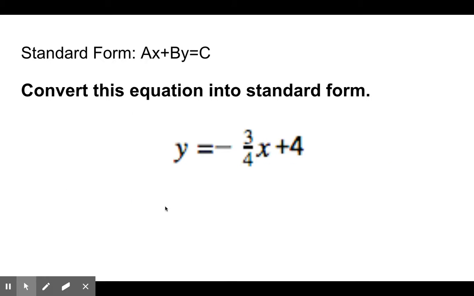All right, so let's have you do one on your own here. Go ahead and convert this equation into standard form.